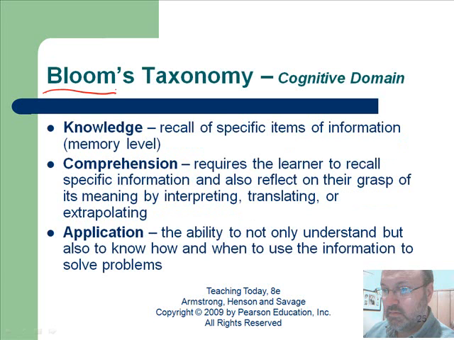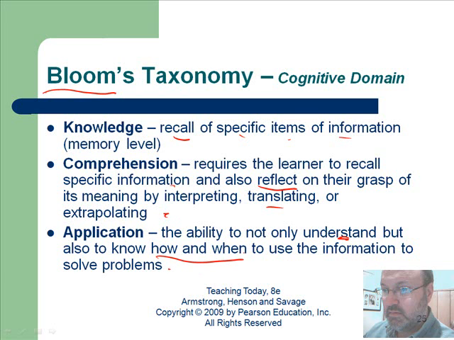And Bloom has these different levels of taxonomy. The lowest level is knowledge. It's just a simple recall of specific items or information. The next level is comprehension, which requires the learner to recall specific information and also reflect on their grasp of the meaning by interpreting, translating, or extrapolating. But then we ask you to go to another level. This is where college students start to get nervous. The application: the ability to not only understand, but also to know how and when to use the information and solve problems. How and when. That's application.